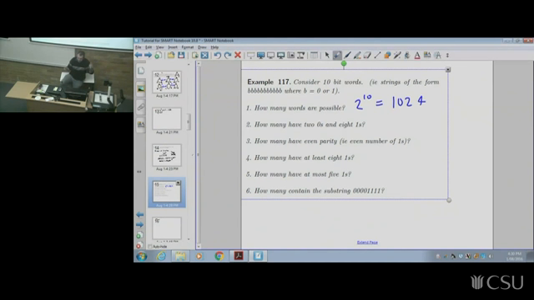Well, I've got 10 digits. I want 8 of them to be 1. So I would think of it as being 10 digits, let's choose 8 of them to be 1s. If I choose 8 to be 1s, the other 2 have to be 0, so no more choices required. So really, it's just 10 choose 8.